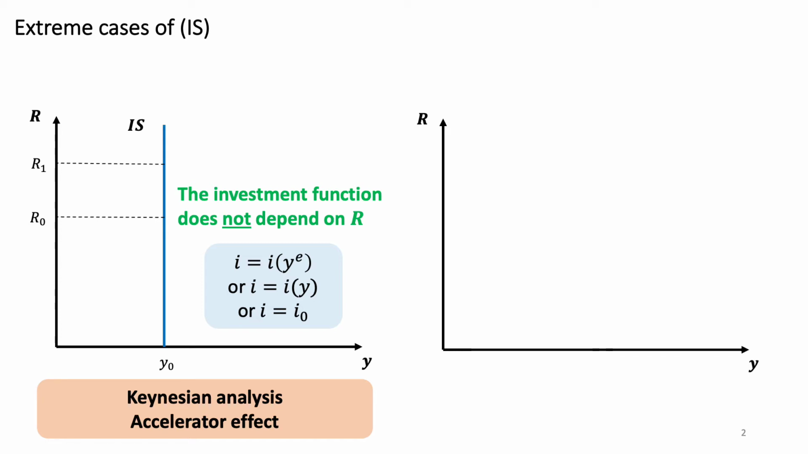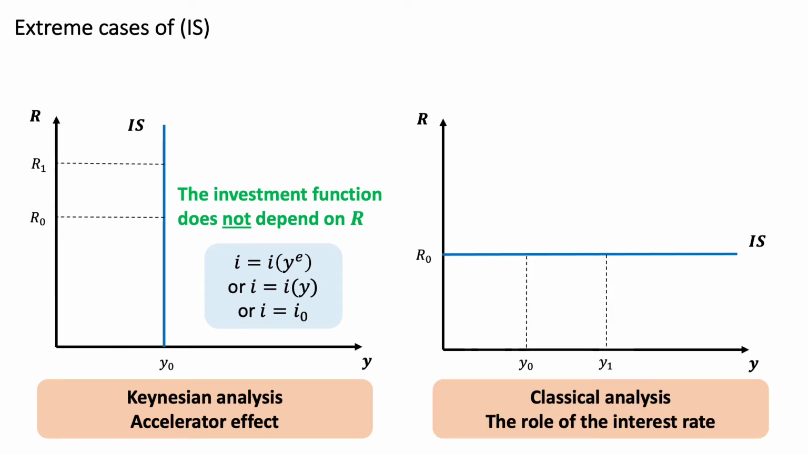The second extreme case is IS horizontal. It's basically the opposite of the Keynesian analysis here. Because savings and investment are a function of the interest rate, the output is, according to the classics, infinitely elastic to the interest rate. This means that the investment only depends on the interest rate. It is perfectly elastic to R.